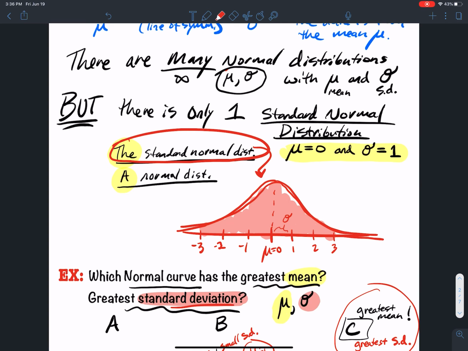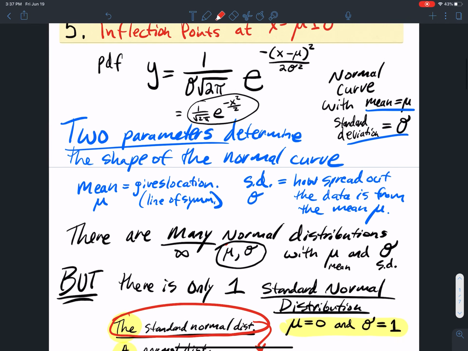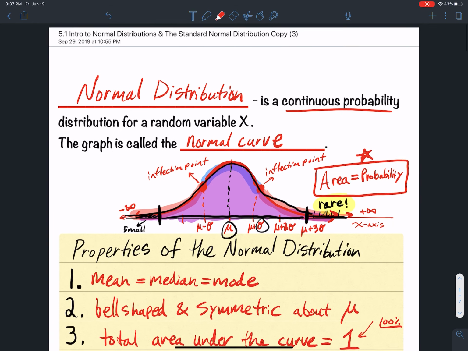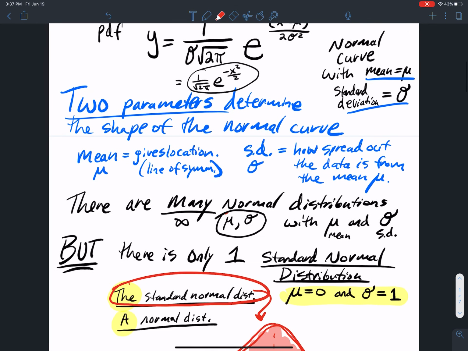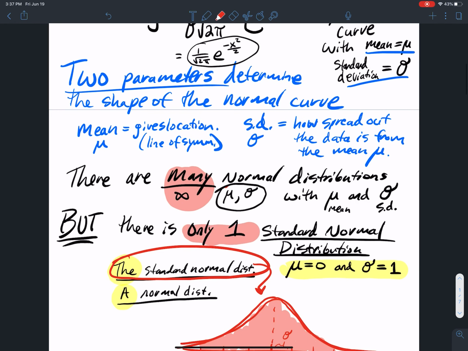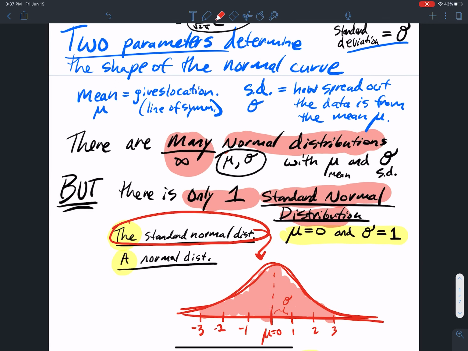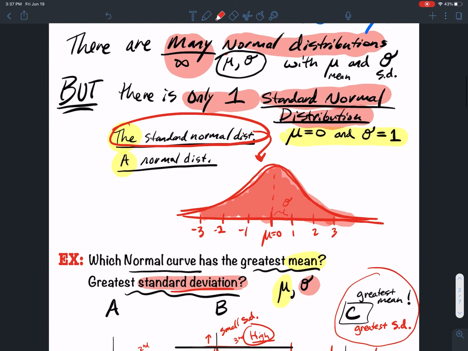Okay, so hopefully this is a good little introduction for you into the standard normal curve. There are infinitely many normal curves, but there's only one standard normal curve. Okay, so only one standard normal curve, and that's that curve right there.